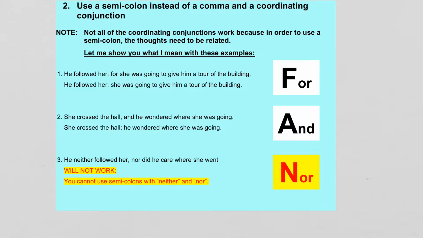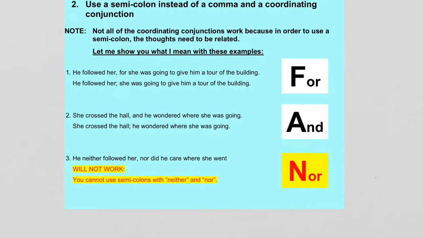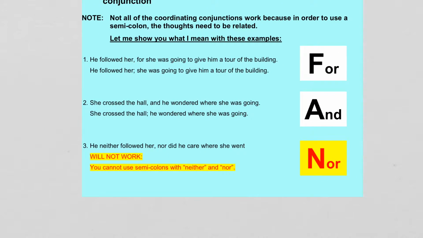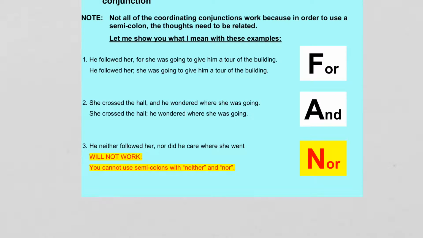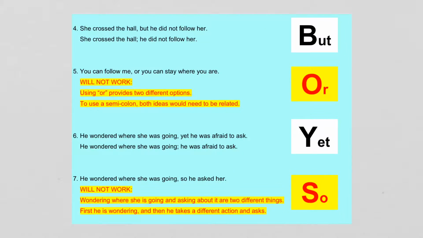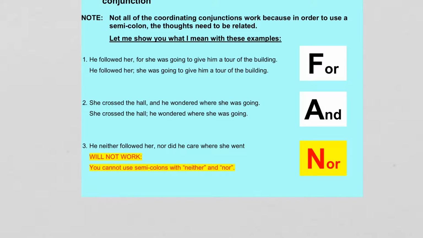Okay, so that's an acronym that helps you remember the coordinating conjunctions. Now, something that I noted at the very beginning of this video is that not all of the coordinating conjunctions work, because in order to use a semicolon, the thoughts need to be related. So anything that I've got in yellow, for, nor, or, so, the thoughts aren't related in the way that they need to be related in order to use a semicolon. And let me just go through these examples to explain.